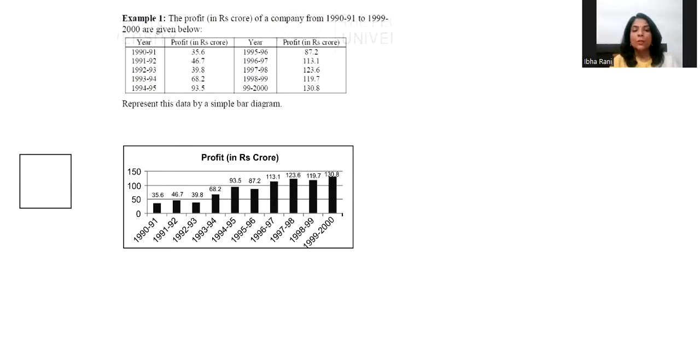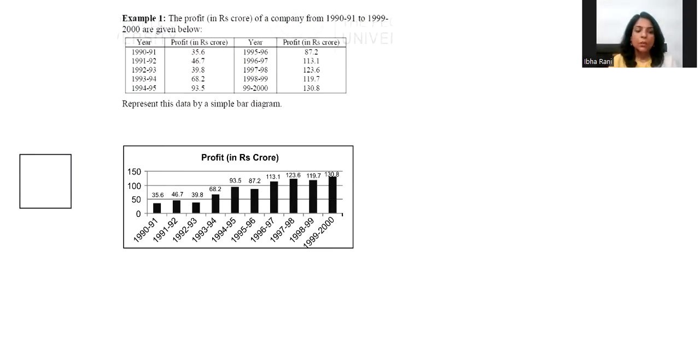In this video, I will be discussing how to draw the simple bar diagram. So here you can see there is a question. They have given some data for different years and the profit of the company for the different years, and this data should be represented in the form of a simple bar diagram.